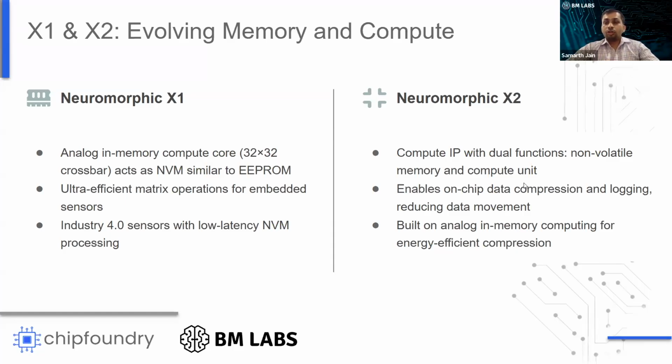Crossbar 2, which is the Neuromorphic X2, is specially built as a compute IP with dual functions. So it's essentially an in-memory compute IP. It's great for on-chip data compression and logging. For example, if you want to make an SoC for energy meters or medical applications, and you want to log data reliably, you can use the Neuromorphic X2 because you can compress as you store the data, since it has built-in analog in-memory computing for energy efficient compression. The outcome is low power and a smaller latency budget for edge pipelines.